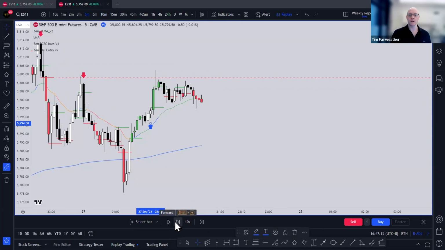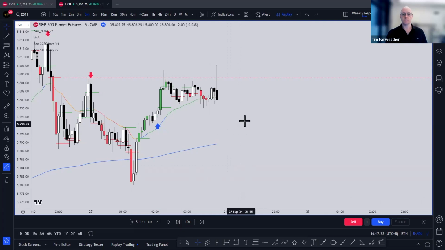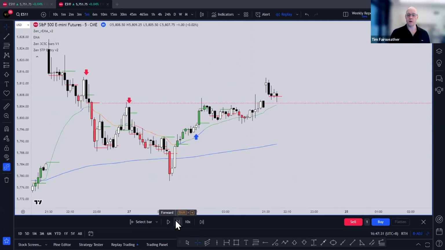So we need to pull back. There's a pullback, new high, or we're going to go down. Okay, that's not a good signal bar to short. Okay, so still going sideways. Okay, so now we're on to the next day.